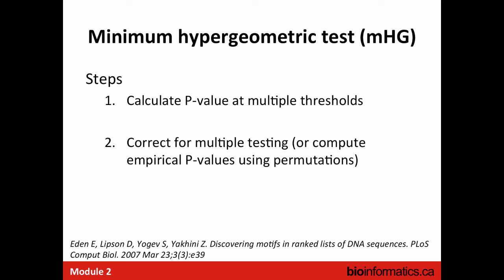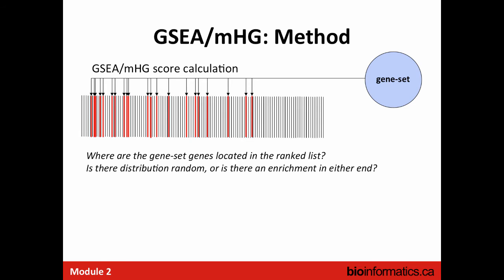So, as far as I can tell, this test was originally described in this paper that I've cited right here. So the nice thing about the minimum hypergeometric test, it does give you a threshold, which is sometimes helpful. So you can say, okay, this is the point at which I achieve the minimum p-value. That's useful.